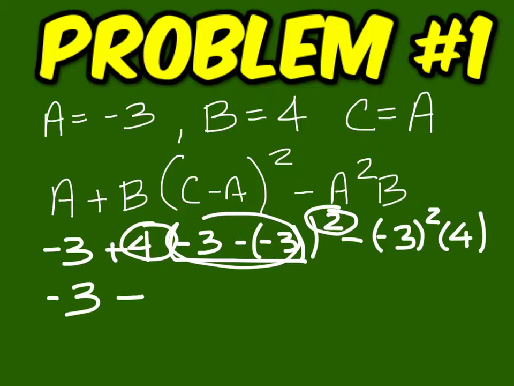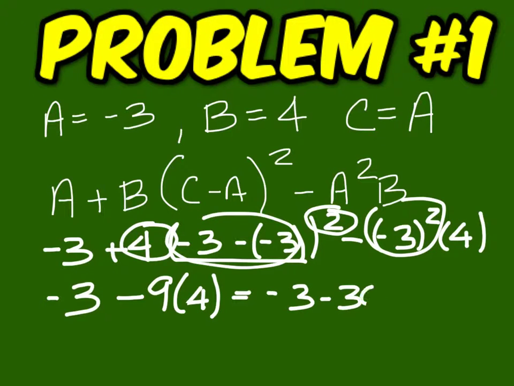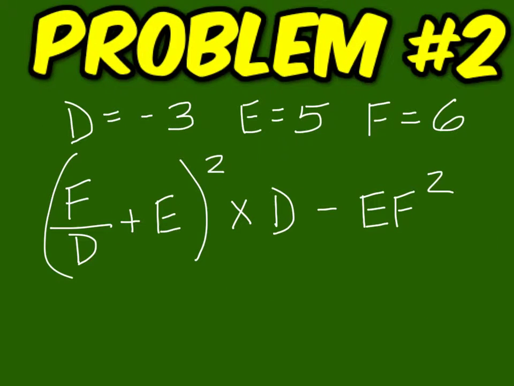-3 minus... then you have -3 squared is 9, times 4. So -3 minus 36 is -39. The answer to this one should be -207.